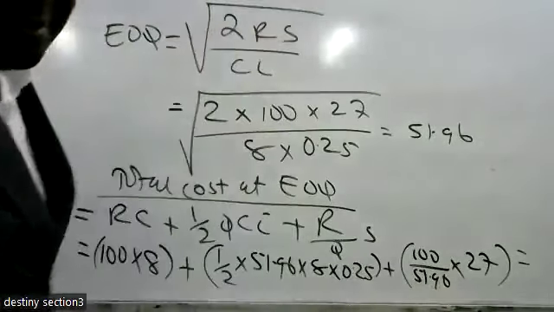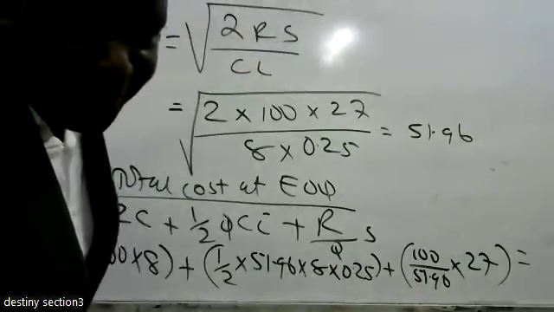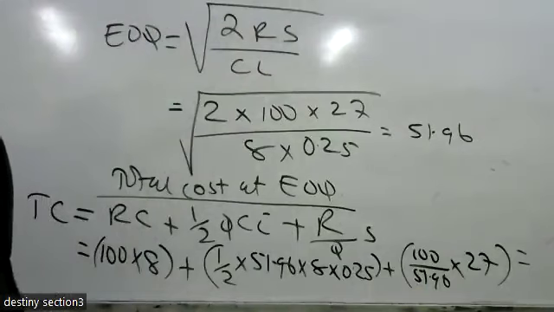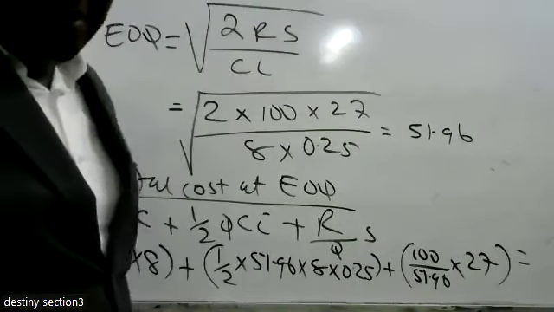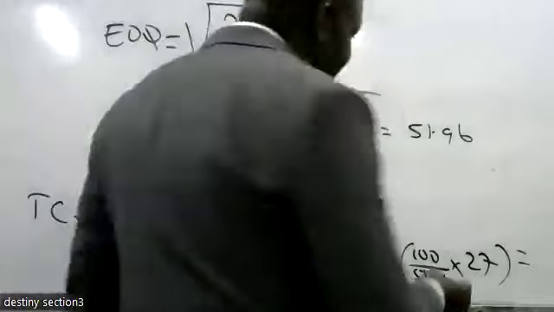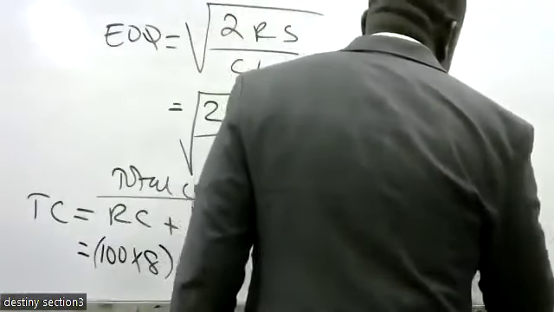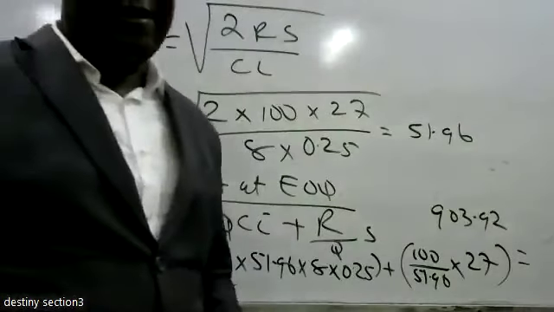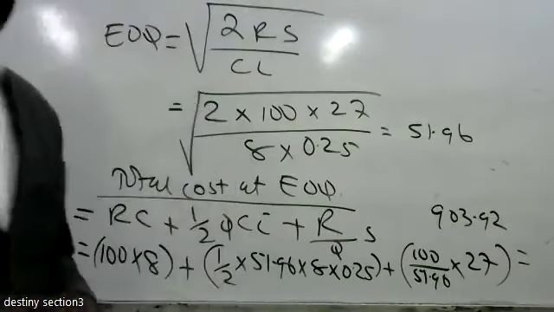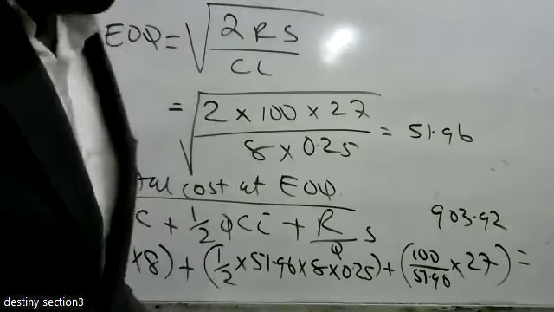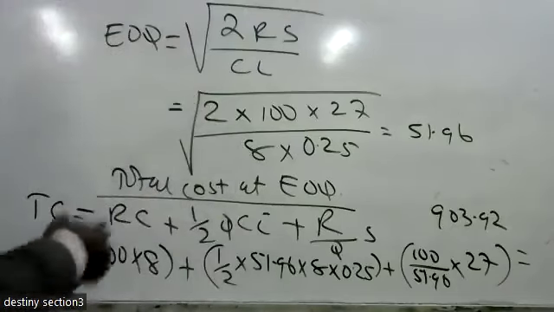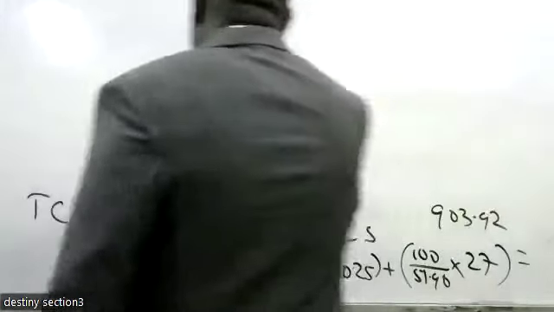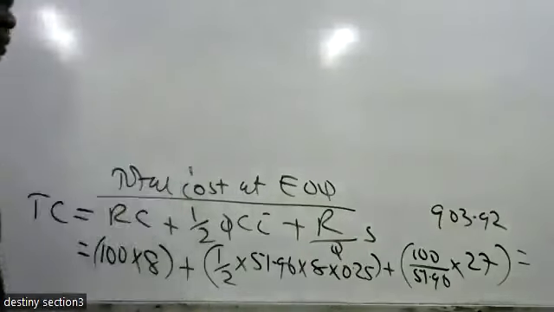Now one was completed. 51.96, the economic order quantity. 903.92. Yeah, Alex, I hope you have gotten that figure, so that we also compute the total cost with the discount. We now also calculate the total cost with the discount.